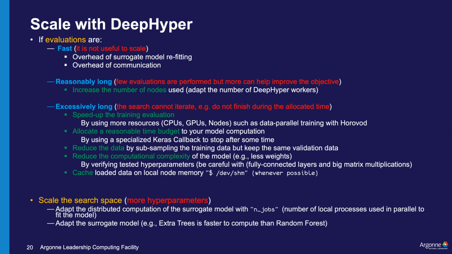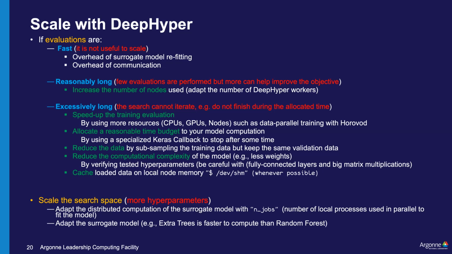Another possibility is to allocate a reasonable time budget to each evaluation. For example, you can define a specialized Keras callback, which will stop each training after some time. You can reduce the data by subsampling the training data, but it's good to keep the validation data fixed to have the same estimate of generalization. You can reduce the computational complexity of the model, for example, with fewer weights.